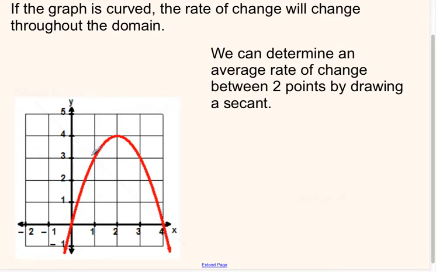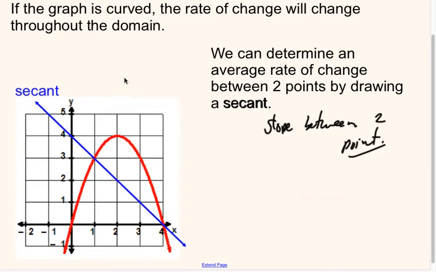But we can still determine what we call its average rate of change. Average rate of change is really just calculating the slope between 2 points. That's average rate of change. We want to know how much it changes on average from here to here. Well, we're just going to find the slope of a line between those 2 points. That line, when we draw it on a curve, is called a secant.